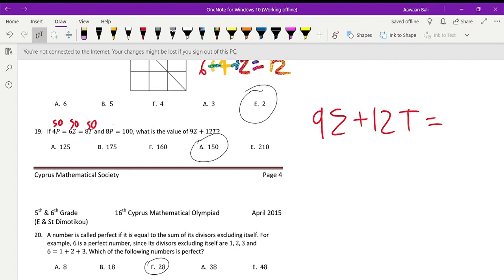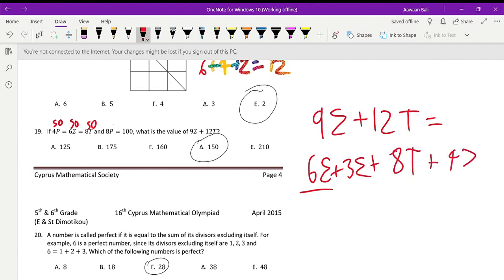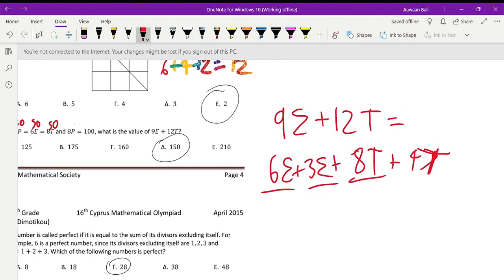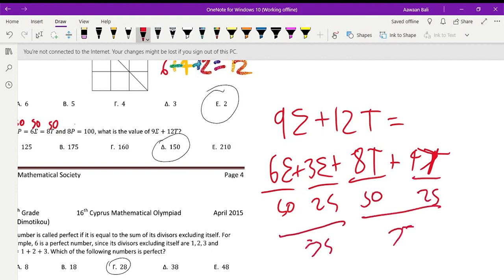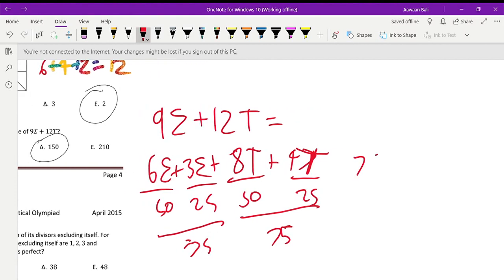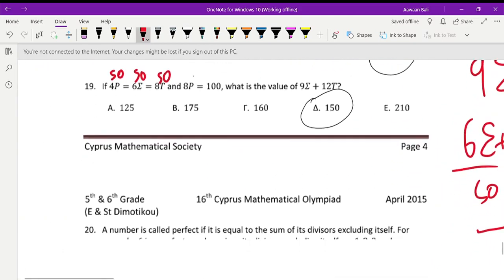Okay, also before I wasn't exactly trying to make a hint, but anyways, 9 sigma would be 6 sigma plus 3 sigma, and 9 sigma was 50 as we said, and 12t was 8t plus 4t, and 8t was right also 50, and so that means this would be 25, 50, 25, so they're both 75. Now, when you do 75 times 2, that's 150. So therefore, the answer is delta 150.